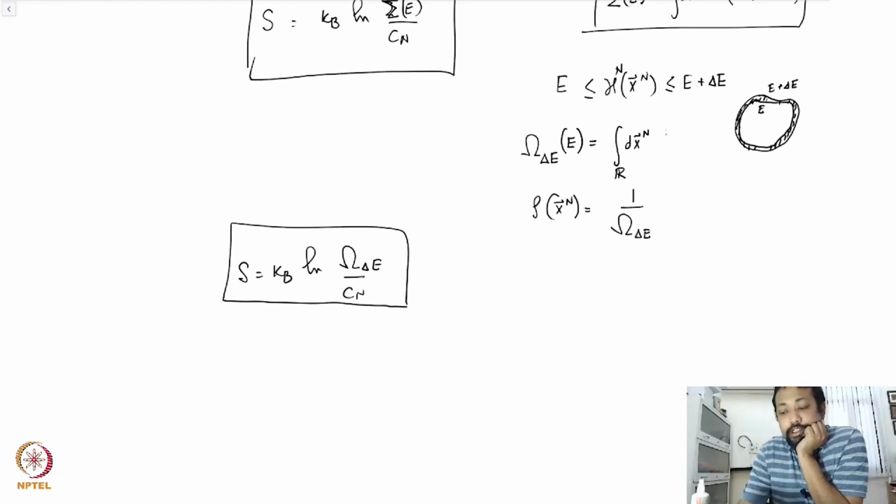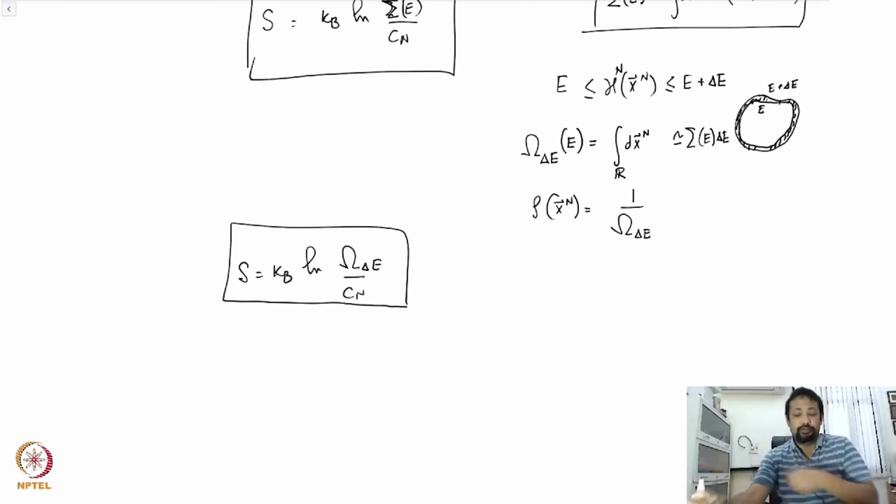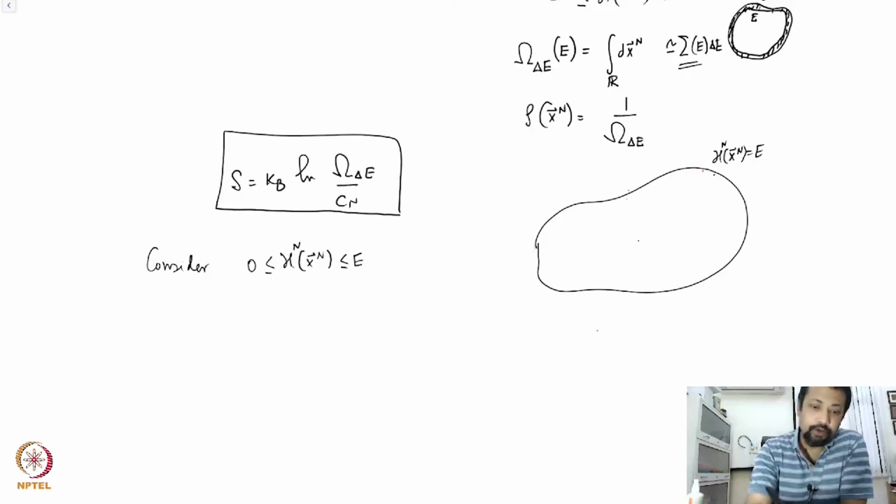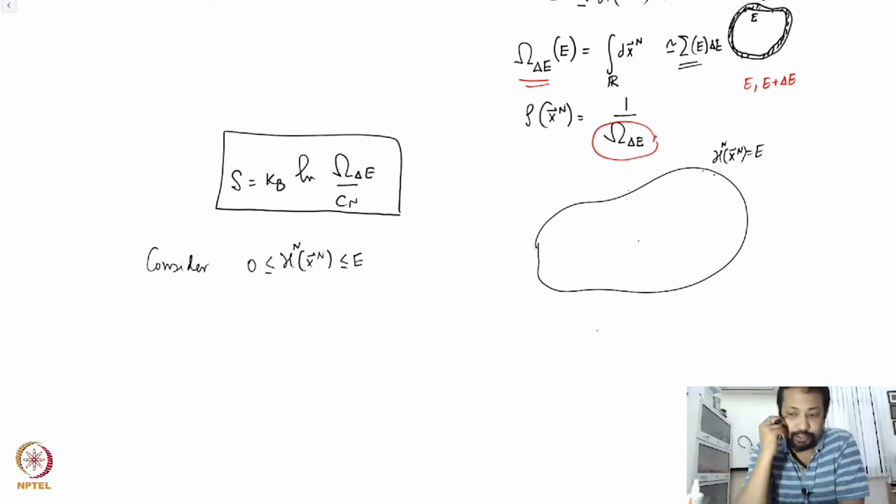If your delta E is small enough, this can be approximated by sigma E delta E, right? Not otherwise. We shall also remove this restriction on delta E. So now that we have replaced sigma E by the volume which is contained within this shell of energy E and E plus delta E, even this volume is also very difficult to calculate.